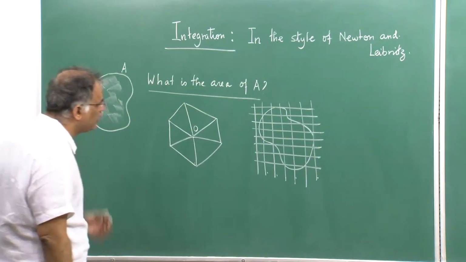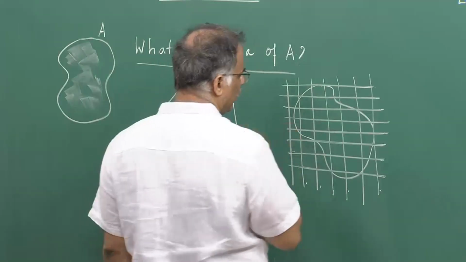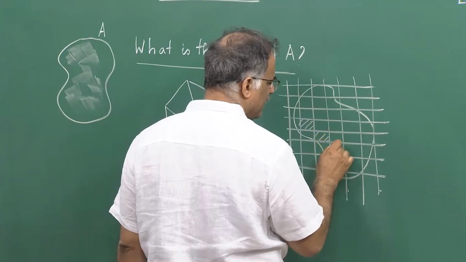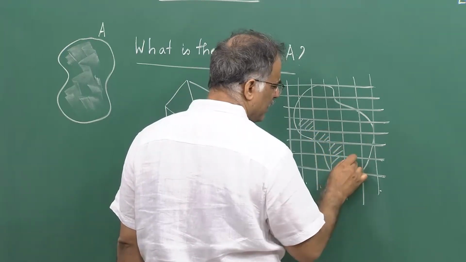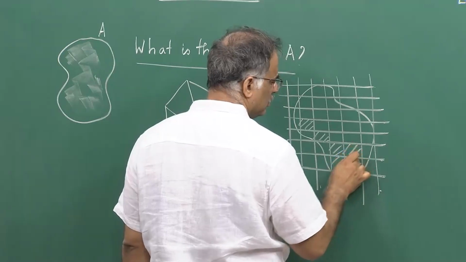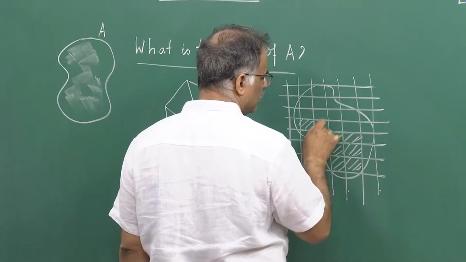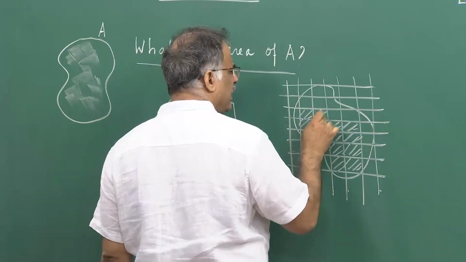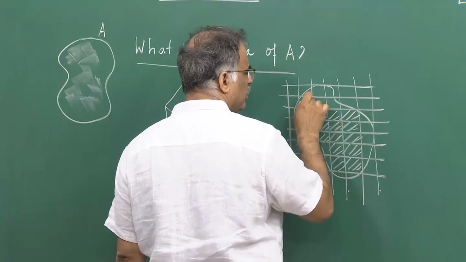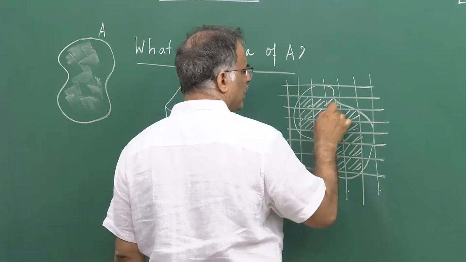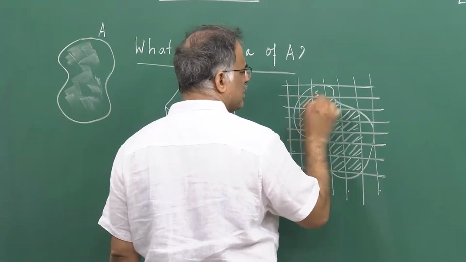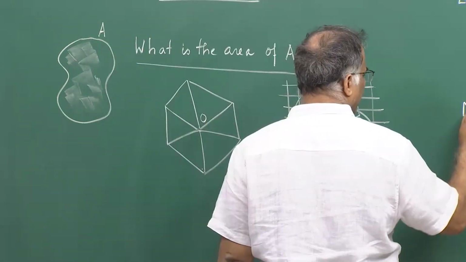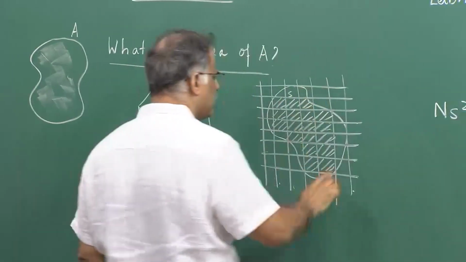So, what I would like to do is first look at these squares which are completely inside the body. And we know what this is: suppose each of them is of side s, then the area is s square. So, if each of the squares is of side s, and there are n such squares here, then you have n s square as the area that I have just covered.